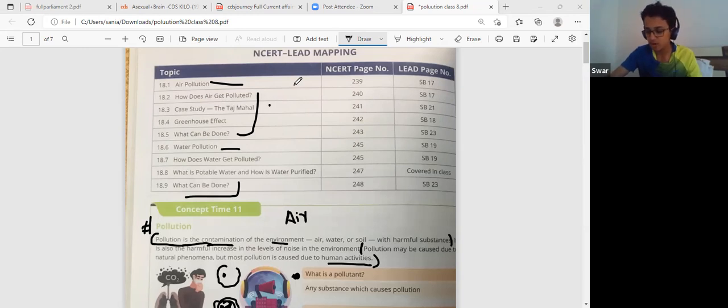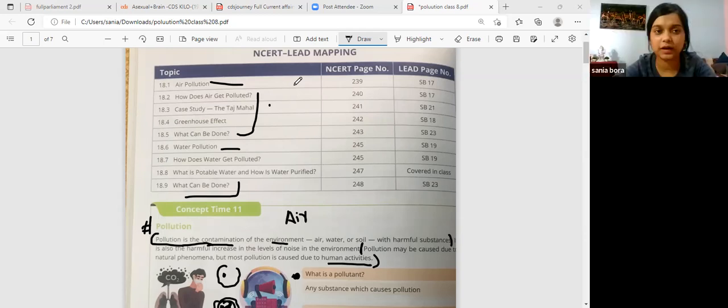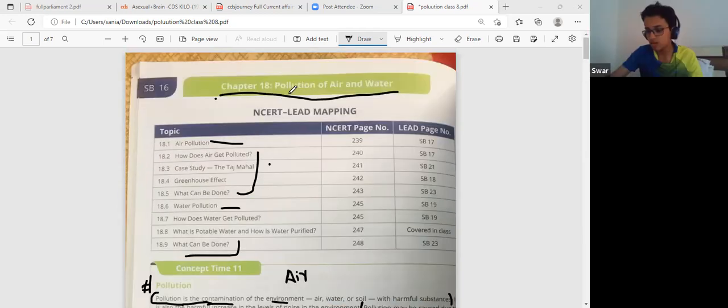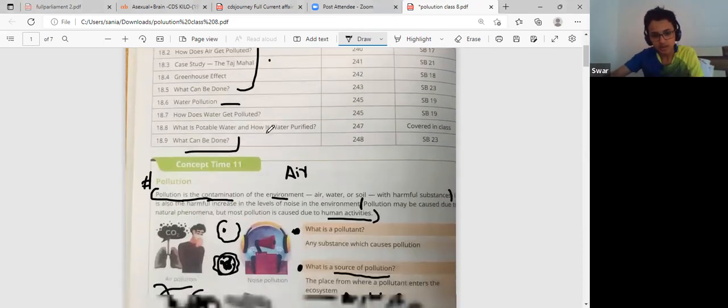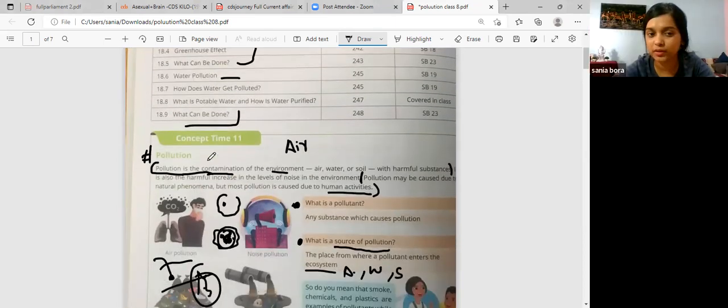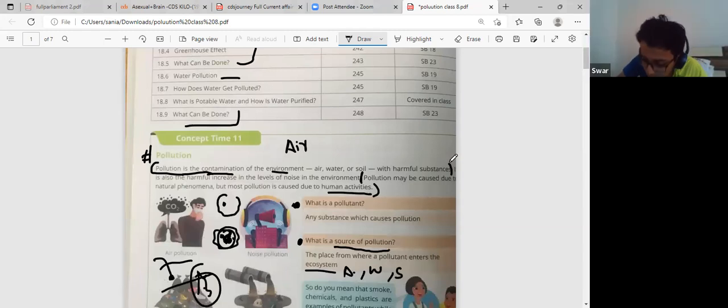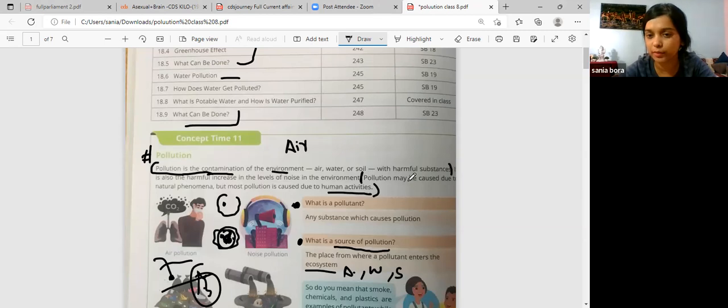Chapter name: pollution of air and water pollution, right? Then you will write hashtag pollution. Till here is the first point, and the second point will be from here: pollution may be caused.